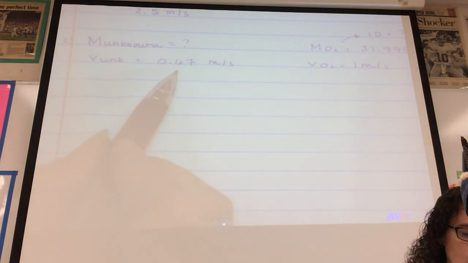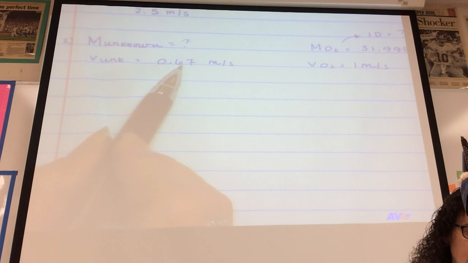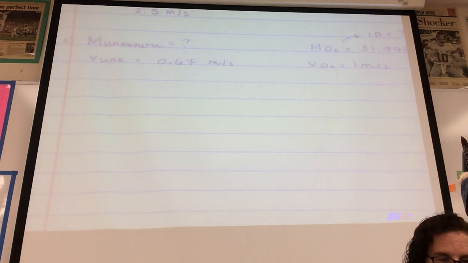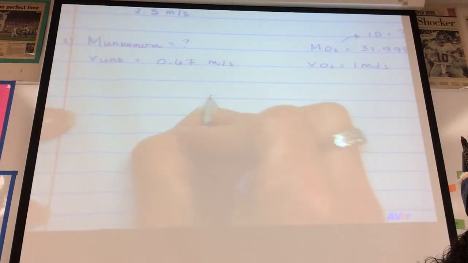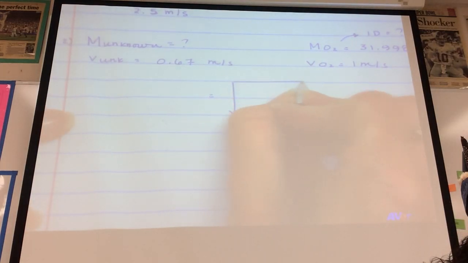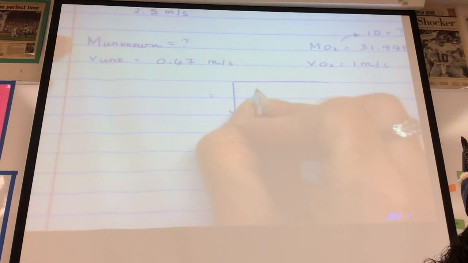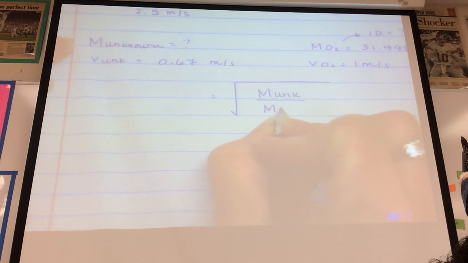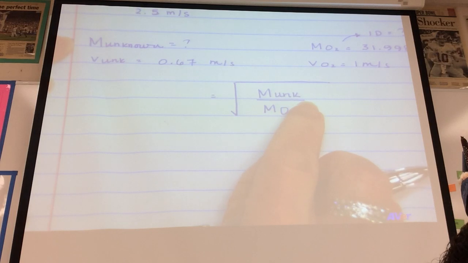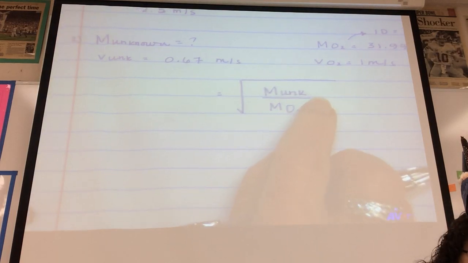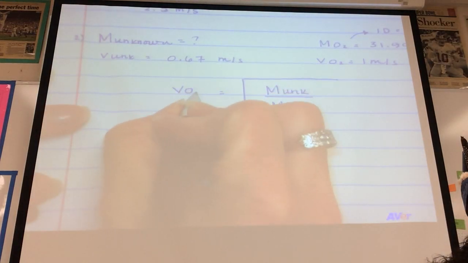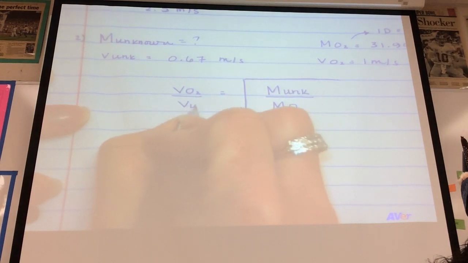So again, the unknown effuses at a rate that is 0.67 meters per second. So I set that one that way, and I set the other one at 1. Just keep it simple. Now again, whatever you're solving for should go in the numerator, and that's how I'm going to base my whole equation. The molar mass of the unknown over the molar mass of oxygen. I put the unknown in the numerator because I am looking for it. Make sure you crisscross now. Velocity of oxygen over the velocity of the unknown.